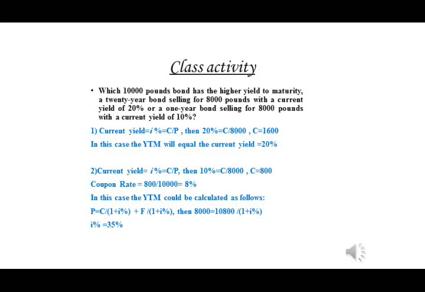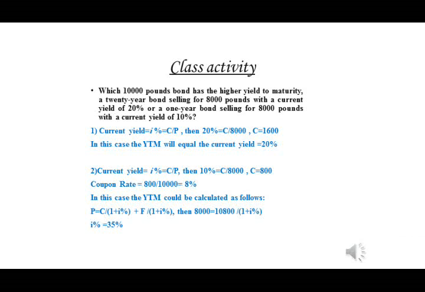The second bond, its current yield equal 10%, which means that the coupon payment over the price equal 10%. The price of the bond equal £8,000, which means that the coupon payment equal 800.